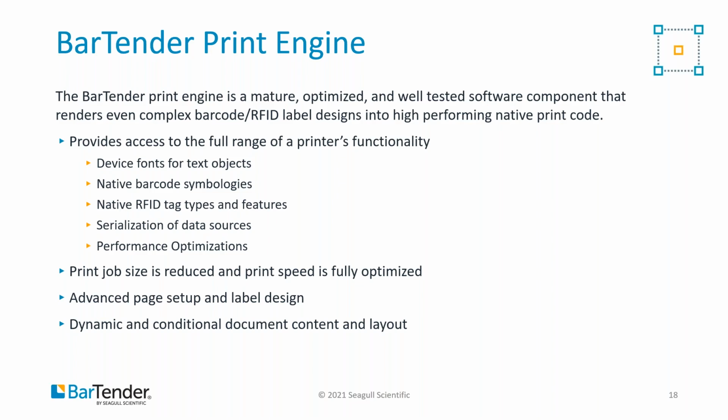Also, on a BarTender installation on a cloud server, of course, is the print engine, which of course you all know is a very mature print engine that converts essentially a BarTender document in combination with a printer driver to render native print code. And for example, if you're using a Seagull Scientific printer driver, to take full advantage of that class of industrial barcode printer.